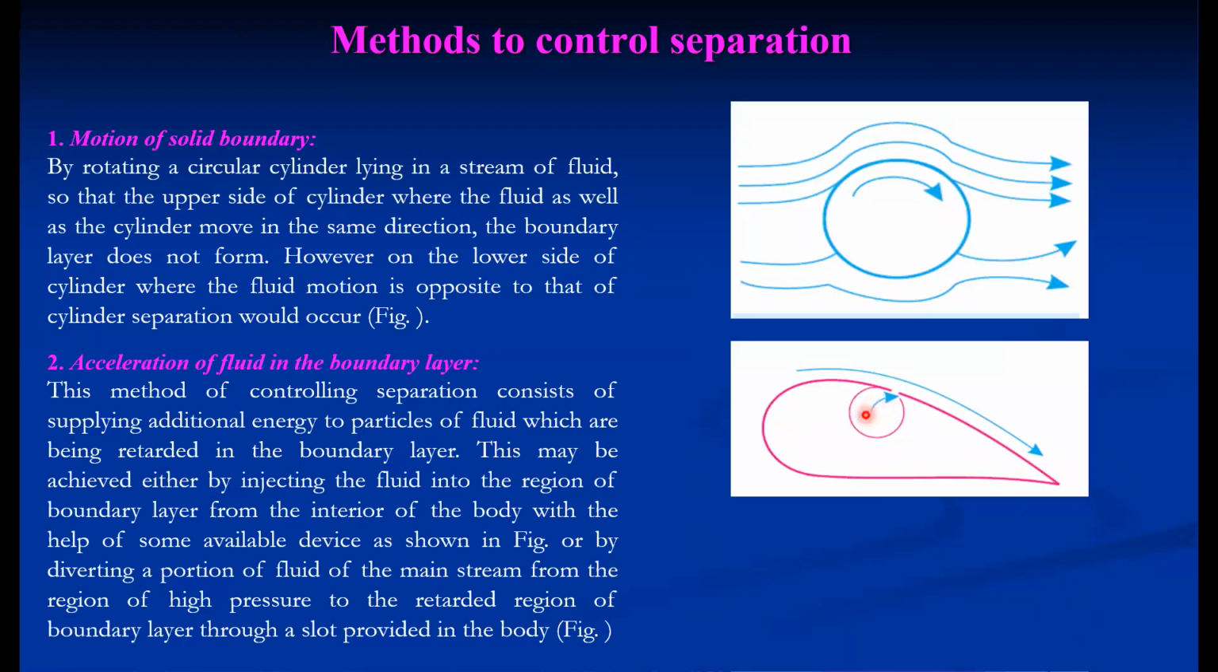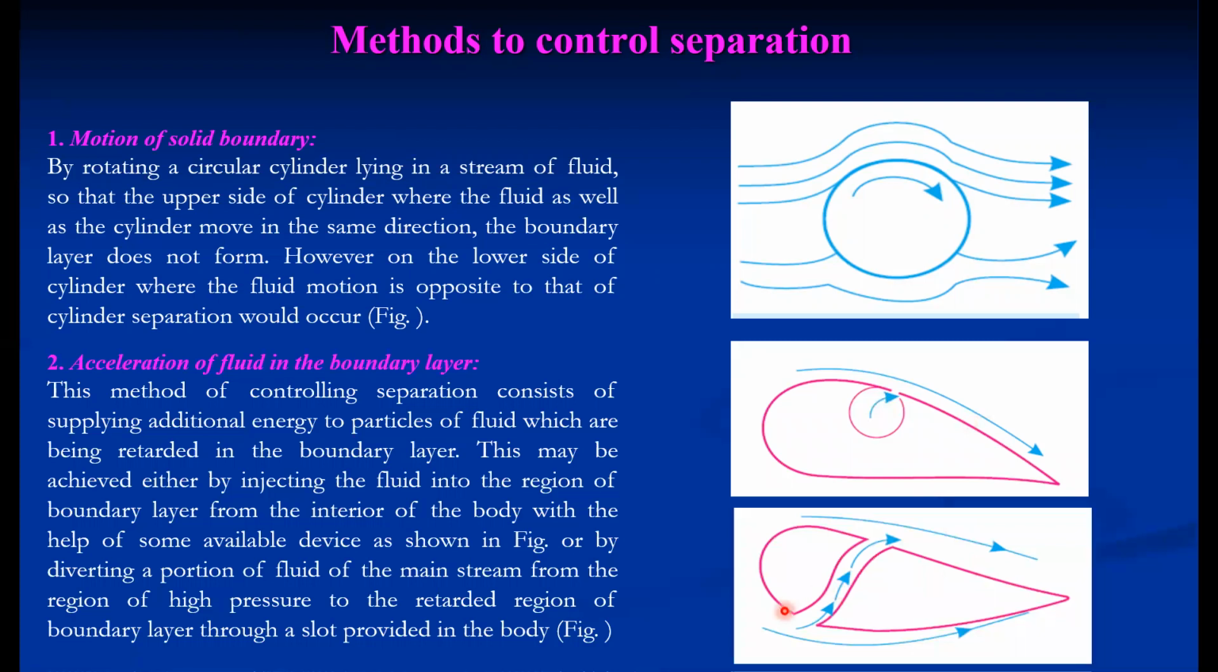Acceleration of the fluid in the boundary layer. Here, by injecting some fluid, the method of controlling separation consists of supplying additional energy to the particles of the fluid which are being retarded in the boundary layer. This may be achieved either by injecting the fluid into the region of boundary layer from the interior of the body with the help of some available devices as shown in the figure, or by diverting a portion of the fluid of the mainstream from the region of high pressure, suppose this is a region of high pressure and this is a region of low pressure, by making a slot. This way also we can prolong the boundary layer. So this is acceleration of the fluid by injecting or by diverting the flow. In this region there is high pressure, in this low pressure, so easily high pressure fluid flows through this passage, and here the fluid accelerates and the separation can be prolonged.